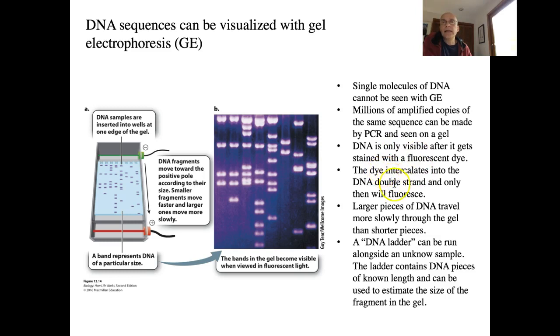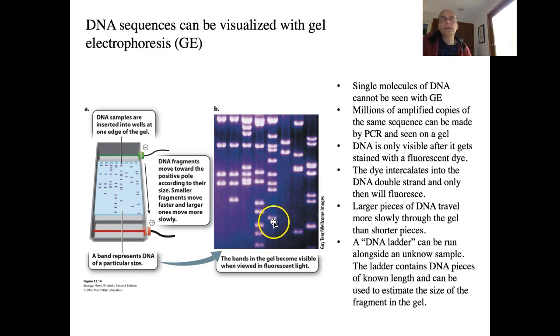The DNA is then stained with fluorescent dye. The dye intercalates into the DNA. The larger pieces are higher up, the smaller pieces are further down. And then I say here, what you can do in order to determine the size of a stretch of DNA, these are called bands on a lane of DNA.